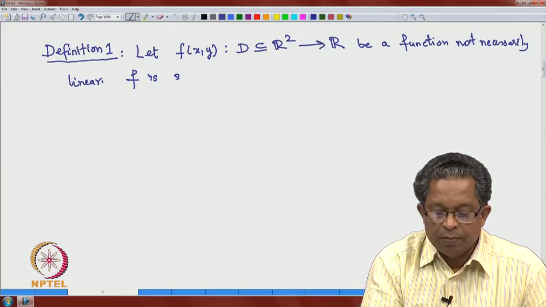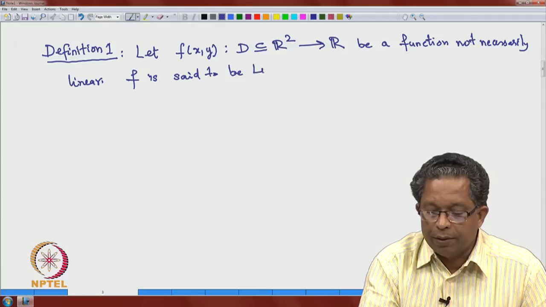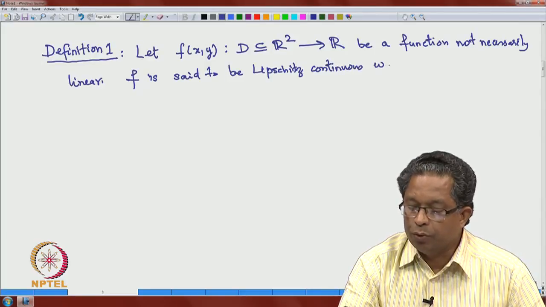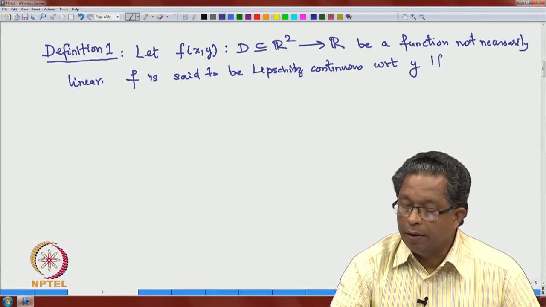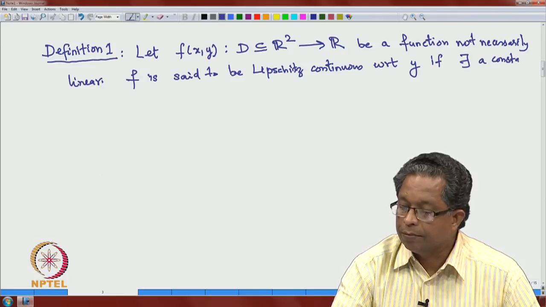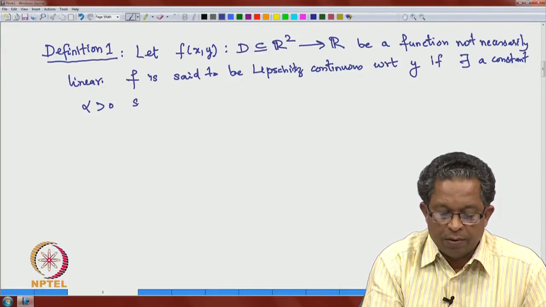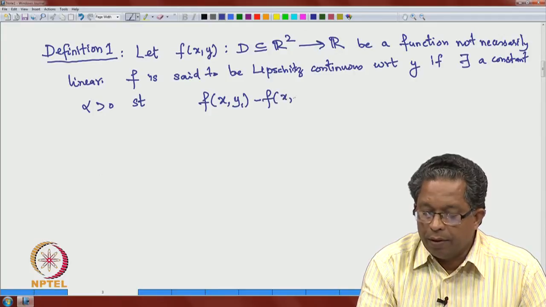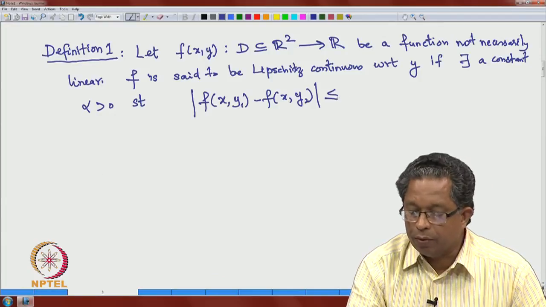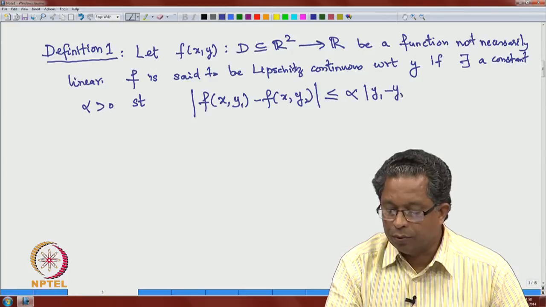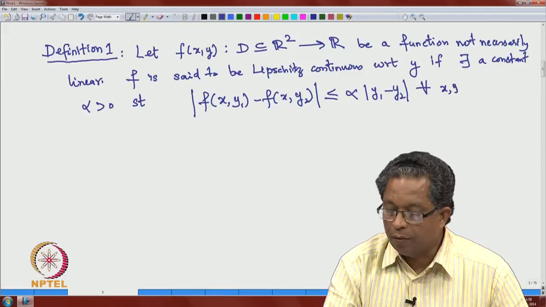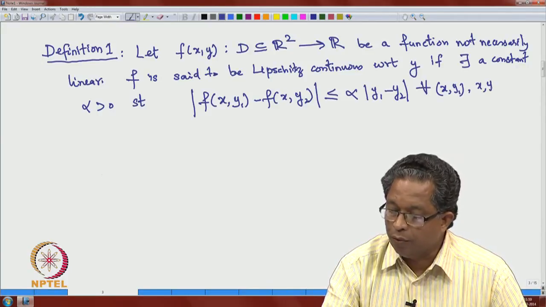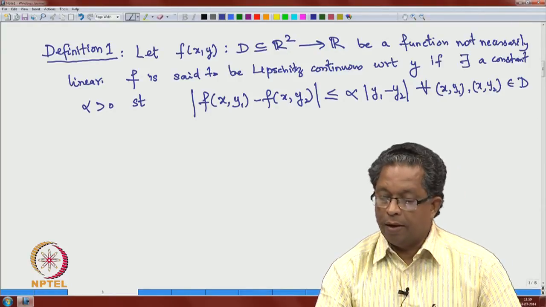Now f is said to be Lipschitz continuous with respect to y if there exists a constant, call it alpha greater than 0, such that the absolute value of f of x, y1 minus f of x, y2 is less than or equal to alpha times the absolute value of y1 minus y2, for all (x, y1) and (x, y2) in the domain D.